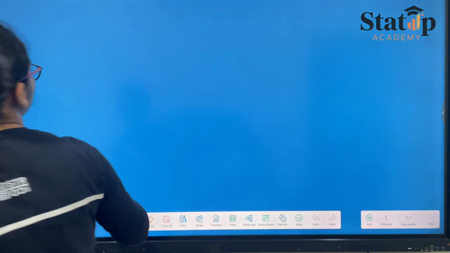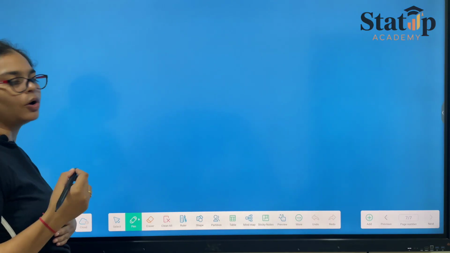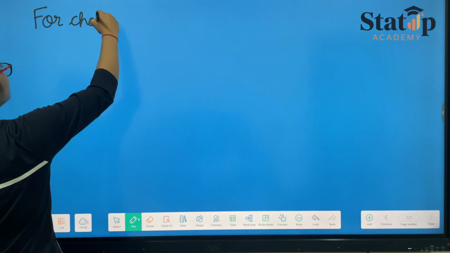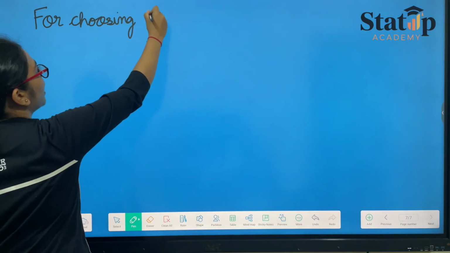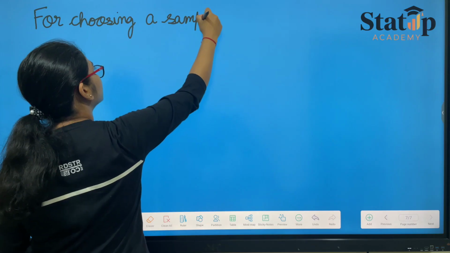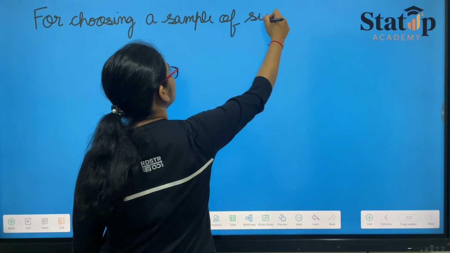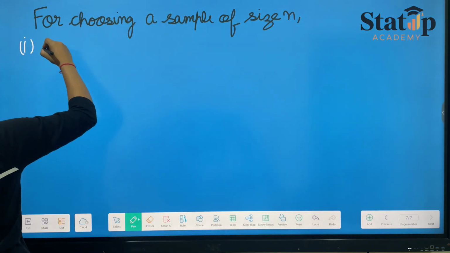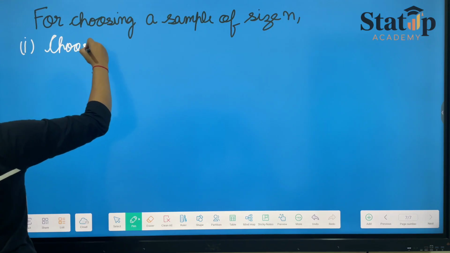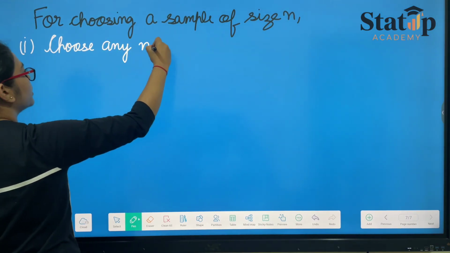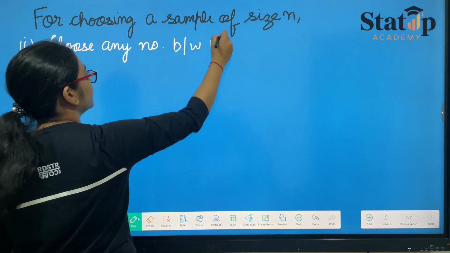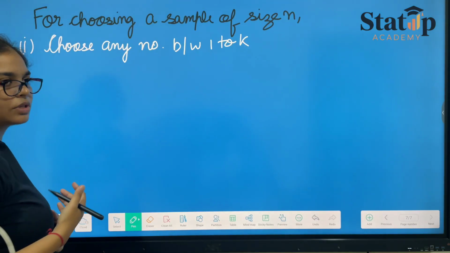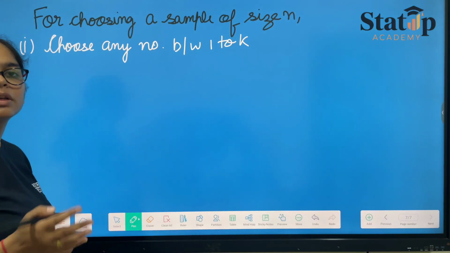Now how do we choose a sample of size small n in systematic sampling? For choosing a sample of size small n, the first step is to choose any number between 1 to k. Suppose in the previous example k was 6, so we chose number 3.